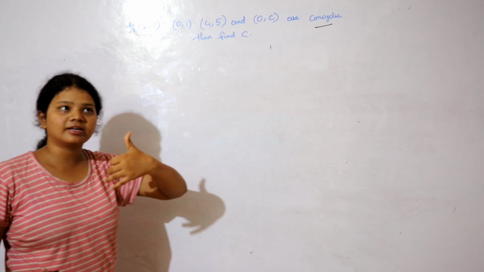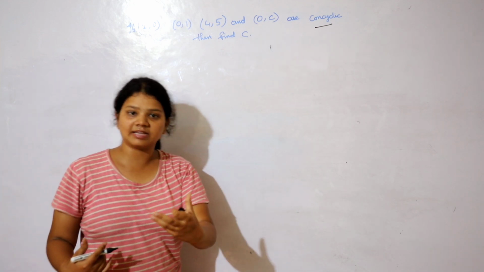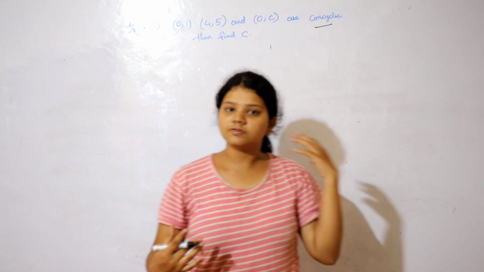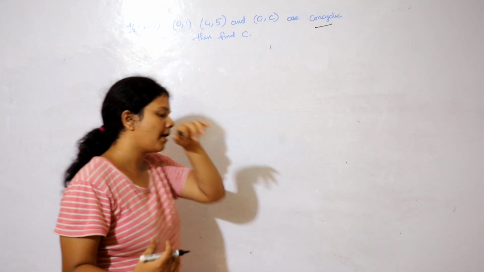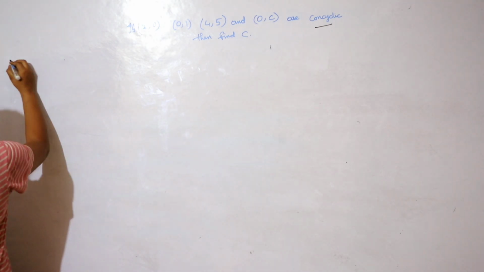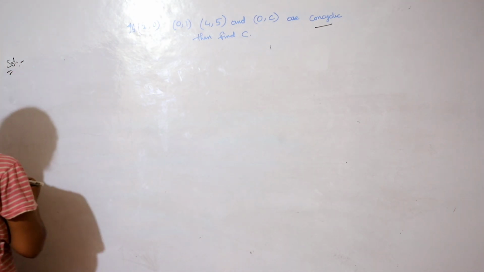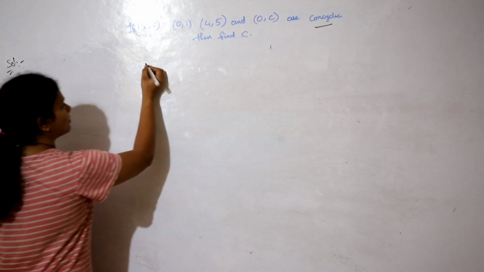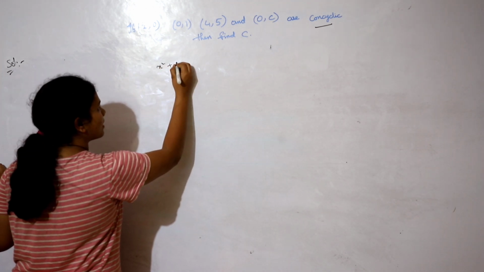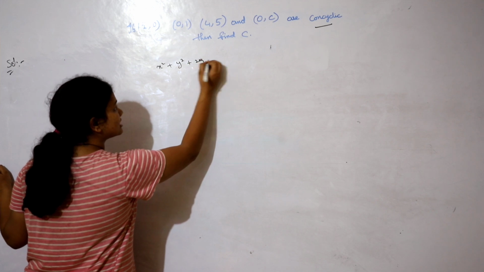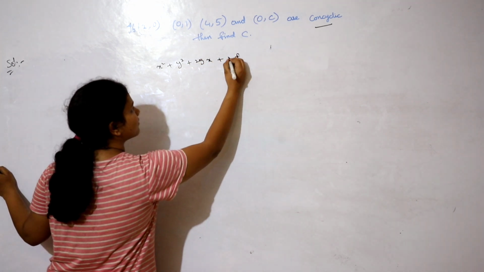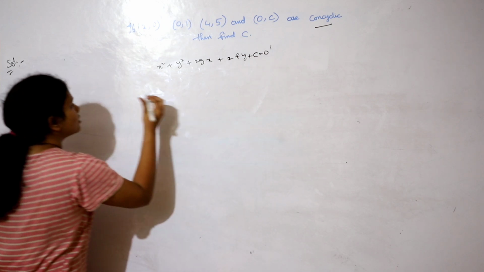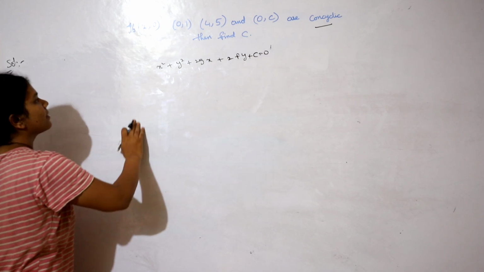So they're asking us to find the c value, and they're asking us to prove these four points are concyclic points. Clear? Now coming back to our question, to find out whether these points are concyclic, just do the same method guys. You go with the general equation of the circle, which is x square plus y square plus 2gx plus 2fy plus c equals 0. So this is the general equation of the circle.